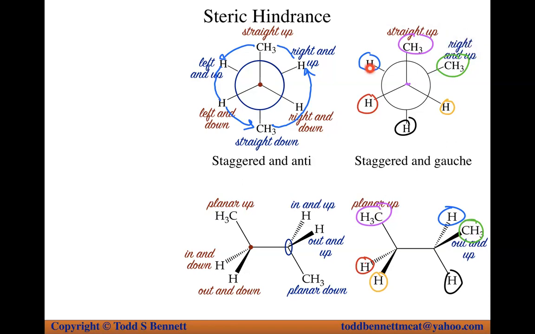So I'm going to ignore the H's at this point. I'm just going to focus on the two interesting groups causing the steric hindrance. So one more alignment. Notice this one, you can now no longer see the back substituents clearly. They're blocked by the front ones. So rather than calling it staggered, we're going to call it eclipsed.